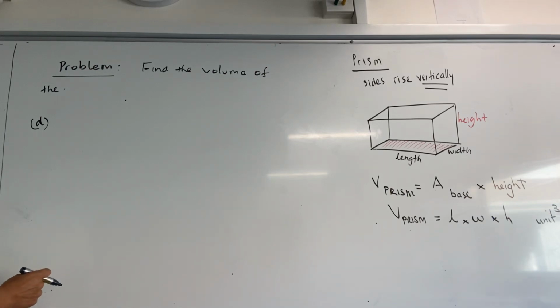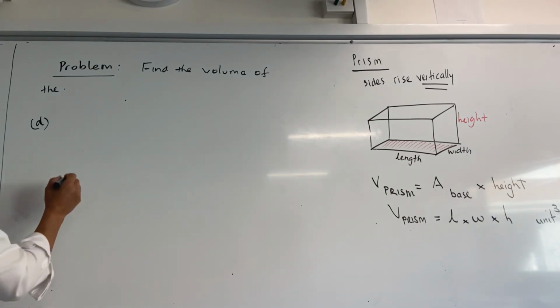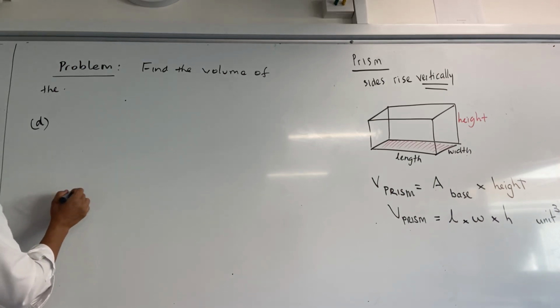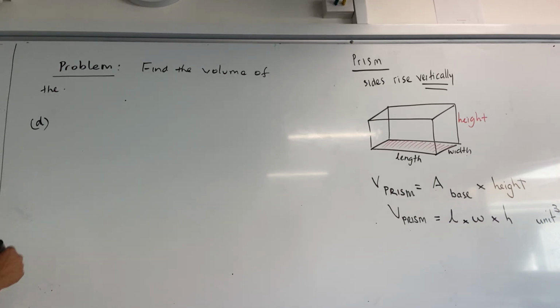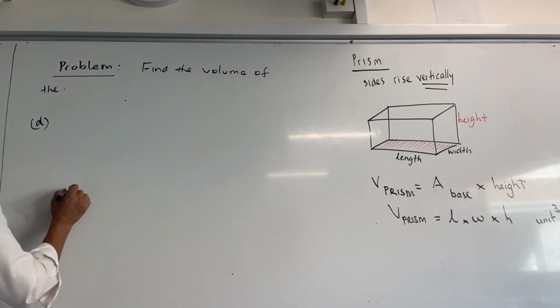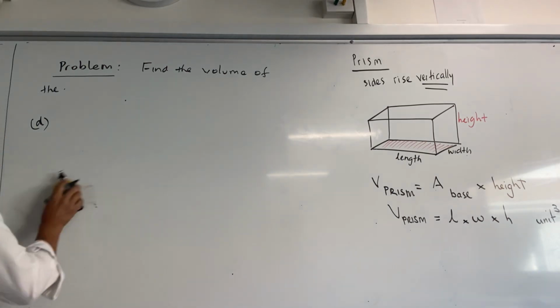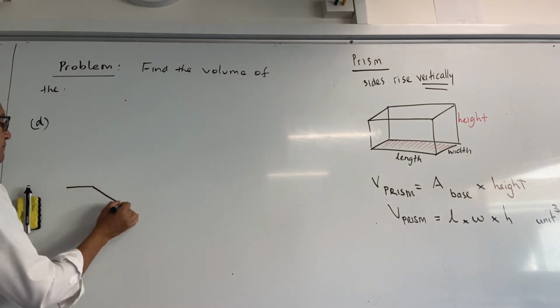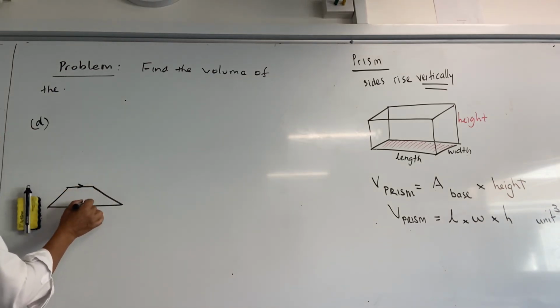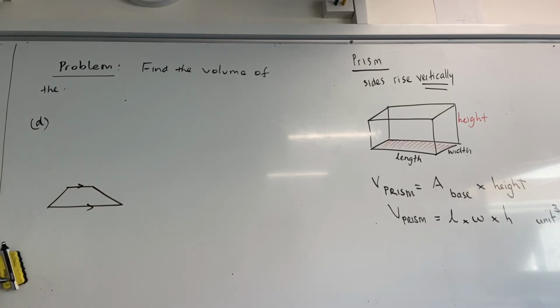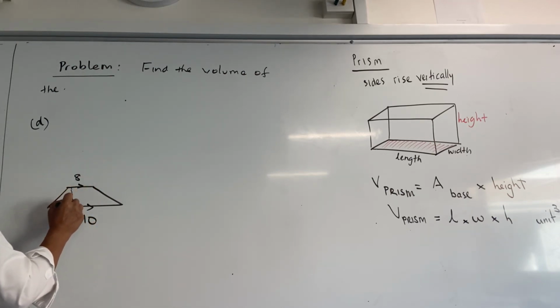Imagine that you had something like this. I'm going to try and do something a little bit different. Imagine if you had something that looked like this. No, it's not going to work. Now that is a trapezium. I'm going to say that's 8, that's 10, and that distance there, the perpendicular height is 5. I'm going to call it meters.